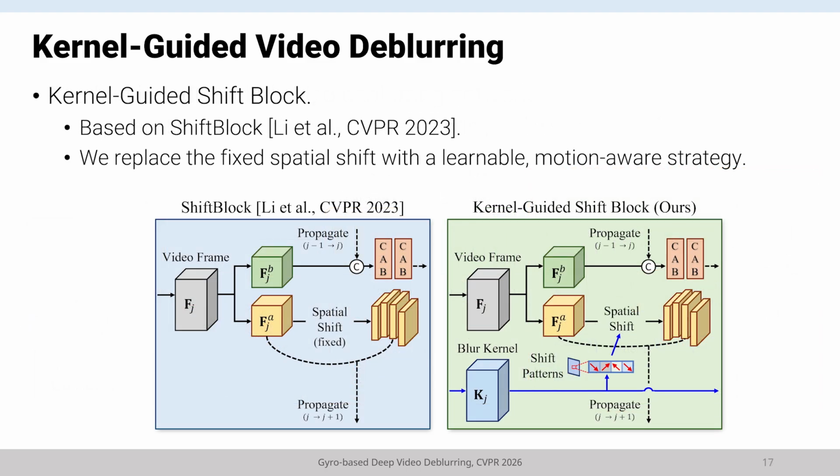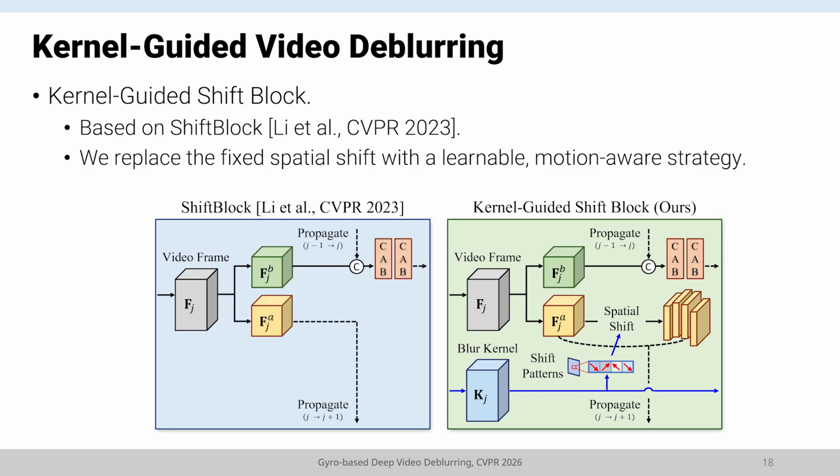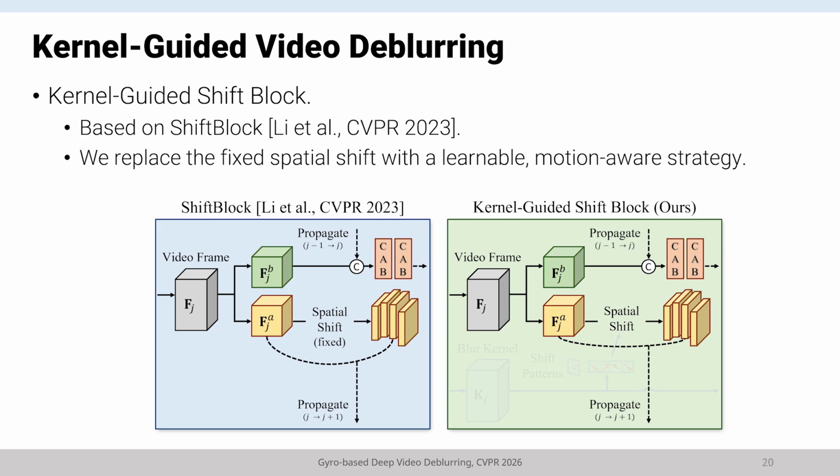The proposed block is based on shift block. In shift block, the features of each frame are split into two parts. Half of the features are propagated and fused with the next frame for video deblurring. To improve deblurring performance, the propagated features are spatially shifted using a fixed pattern. Instead of using a fixed pattern, our method predicts a learnable pattern from the blur kernel features. This enables motion-aware feature propagation for more effective video deblurring.